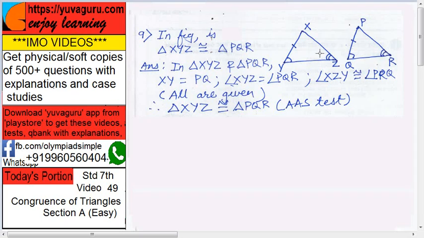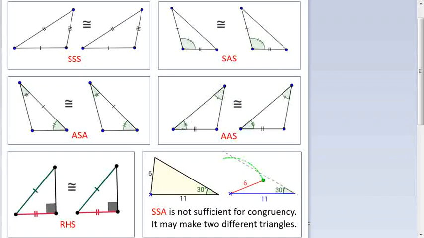Is congruent to which? If they have the same sign, then they are congruent. This has two lines, one line, one line, this single line, single line. So they are congruent. So all are given over here. Therefore triangle XYZ is congruent to triangle PQR. AAS test. See this: A, A and S, right? In both the triangles.